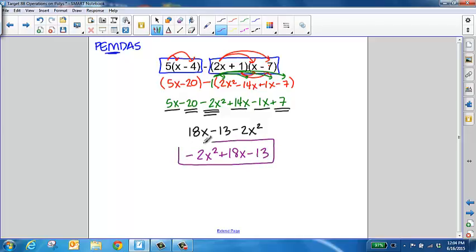So after you perform your two sets of multiplication and you do your subtraction as well, all of this big complicated mess up here becomes negative 2x squared plus 18x minus 13.